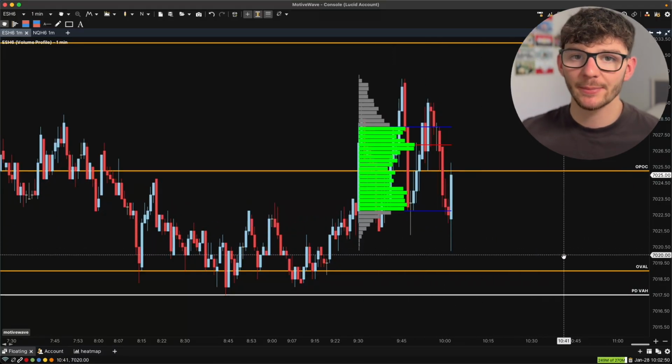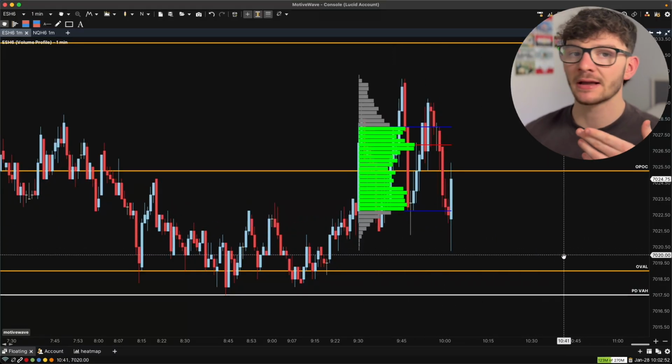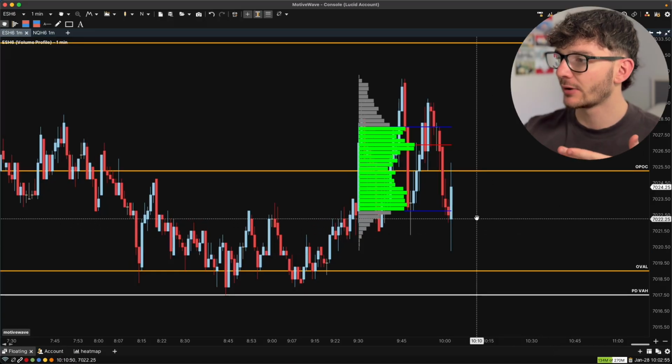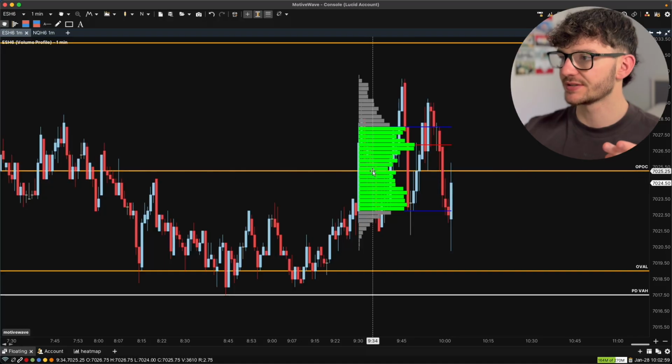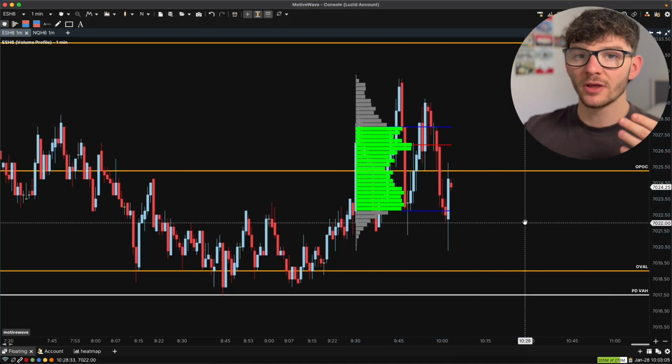So this profile is a dynamic one. The levels on here aren't fixed, like that value area high, that point of control, and that value area low you see on this profile. They will change with price as it moves, because this profile is automatically extending with every new order that comes into the marketplace.